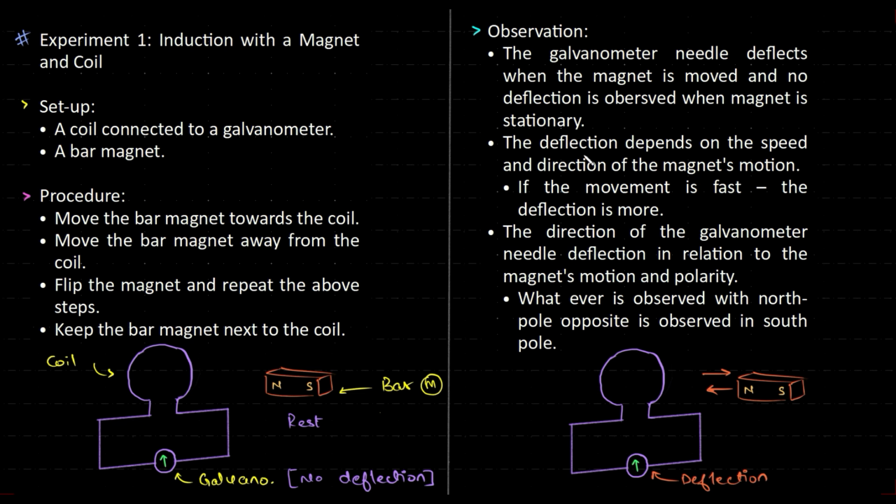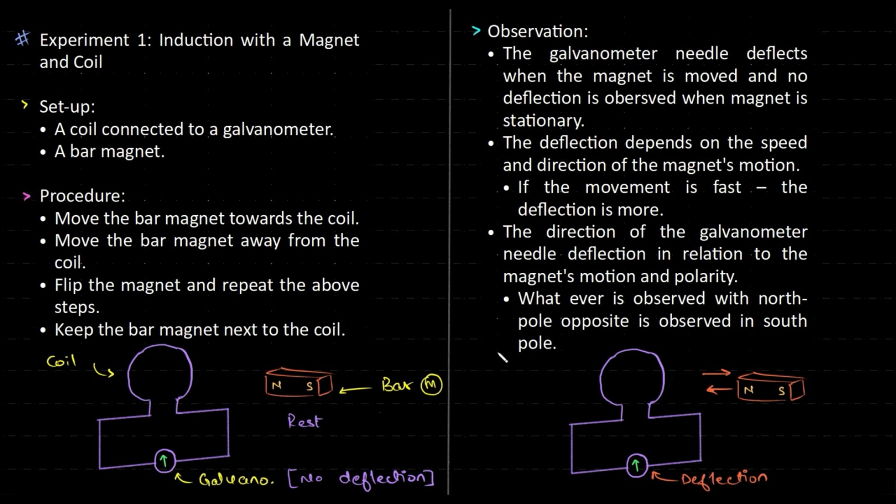The deflection depends on the speed and direction of the magnet's motion. If the movement is faster, deflection is more. The direction in which the galvanometer needle deflects is in relation to the magnet's motion and polarity. So, in what direction is the current? How much is the current? That depends on quite a few factors. Of course, that's what we are learning in the next set of videos.